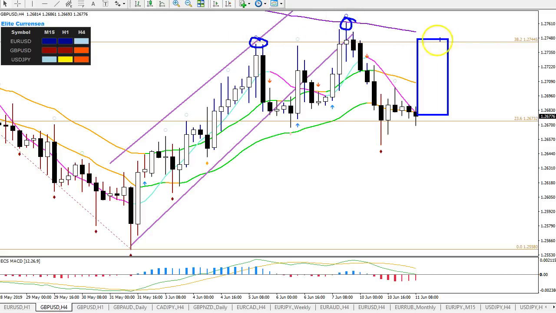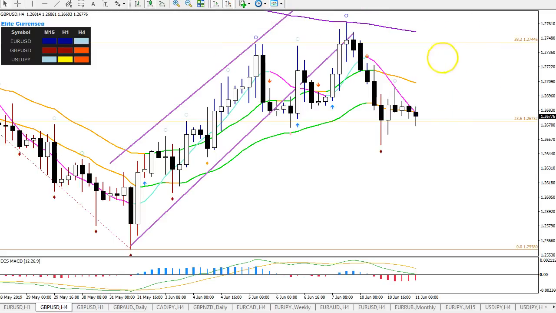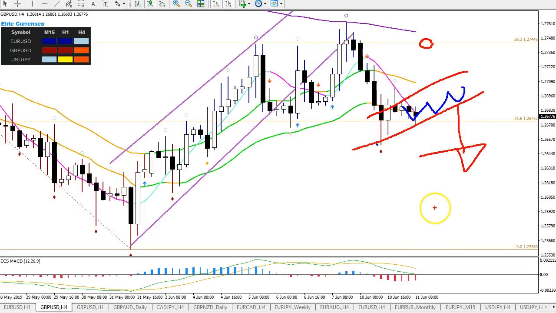Left shoulder, head, right shoulder, and that could be a head and shoulders reversal pattern at around 127.44. So bearish candlestick patterns at the 38.2 fib there is one way of trading it. Or if price goes sideways like this and makes a bear flag, a break of that flag could also be a way of trading it.